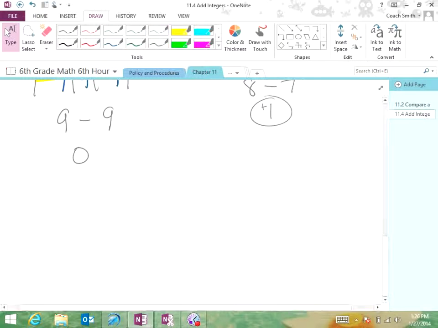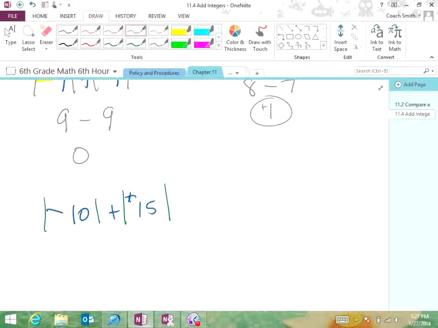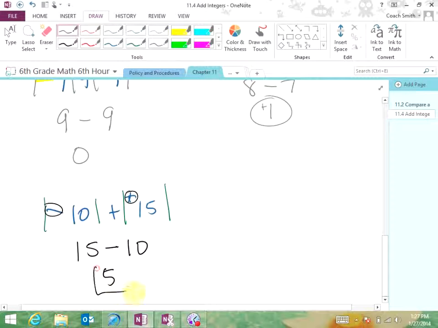Now, let's look at one other example of this, and then I'll move to the next rule. Let's say I had negative 10 plus positive 15. We take the absolute value of those two numbers. Which is larger, the absolute value of 15 or the absolute value of negative 10? 15. So the 15 is going to be listed first, minus the absolute value of negative 10, which is 10. 15 minus 10 is 5, and I've got more positives than I do negatives, and so it's positive.